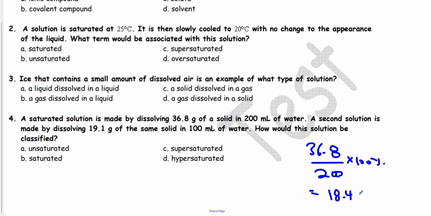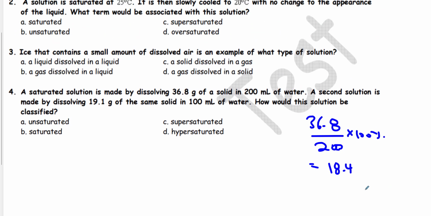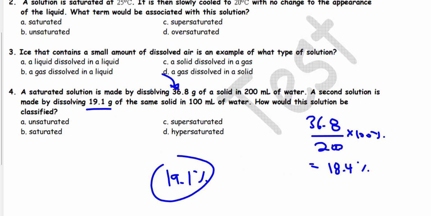18.4. Just confirm. Okay, and the other one's 19.1. So which one has more of the solid? The second one. So the second one has more, and the first one was considered a saturated solution. What's the second one going to be called? Perfect. And just so you're aware, there's nothing that's called hypersaturated.